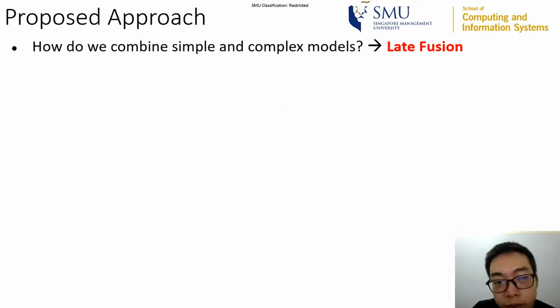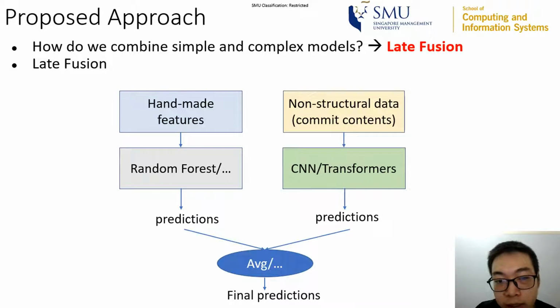Then the next question is, how do we combine the simple and complex models? Our solution is to use late fusion. Late fusion aims at aggregating different data modalities at the decision level. In our setting, we need to consider handcrafted features and commit content as two data modalities, because handcrafted features are descriptive statistics summarized from content and they are tabular data. And the commit content, meaning commit logs and code changes, is unstructured data. So we can consider them as two different data modalities.